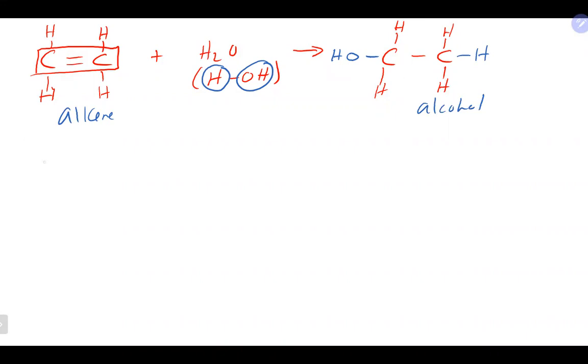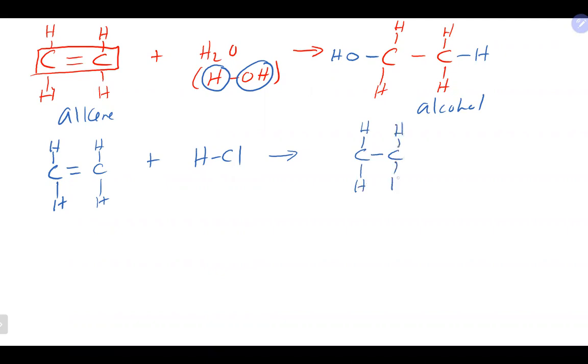Same thing if this was, say, HCl. We would add an H and a Cl. Same thing would happen here. We would draw it exactly the same. Turn our double bond into a single bond. And then one gets an H and one gets a Cl in this case.